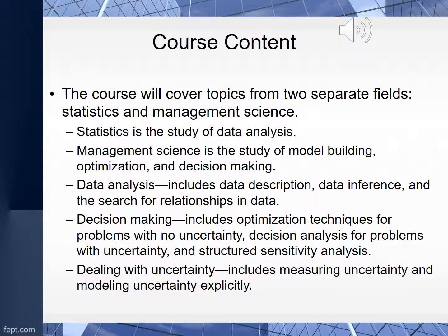Course content. This course will cover topics from two separate fields, statistics and management science, which actually go very well hand in hand. Statistics is the study of data analysis, and management science is the study of model building, optimization, and decision-making, often based on that data. Data analysis will include data description, data inference, and the search for relationships in data, while decision-making will include optimization techniques for problems with no uncertainty, decision analysis for problems with uncertainty, and structured sensitivity analysis. We will deal with uncertainty, including measuring uncertainty and modeling uncertainty explicitly within the course.